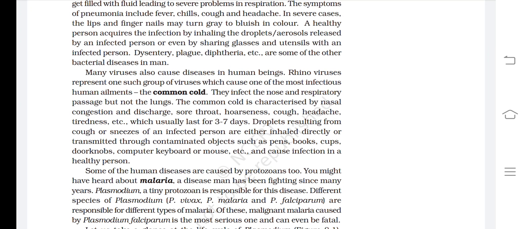Droplets resulting from cough or sneezes of an infected person are either inhaled directly or transmitted through contaminated objects such as pens, books, cups, doorknobs, computer keyboard or mouse, etc., and cause infection in a healthy person.